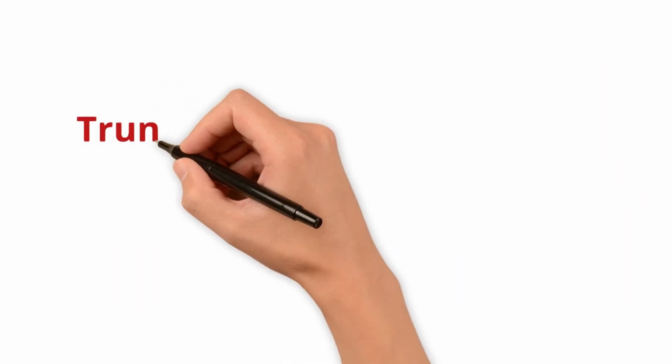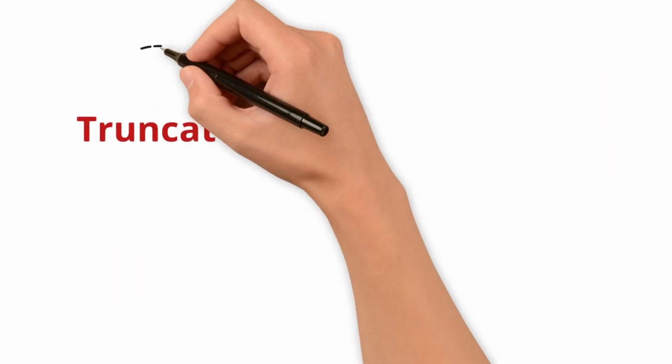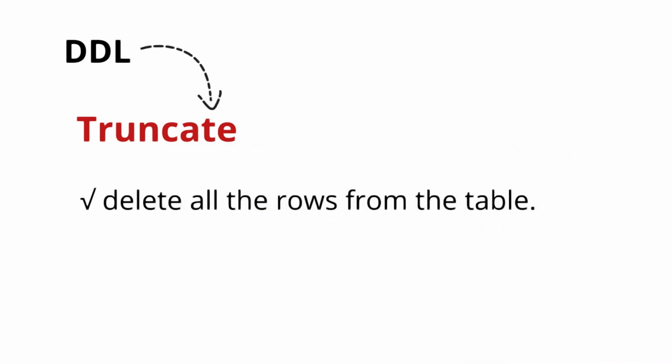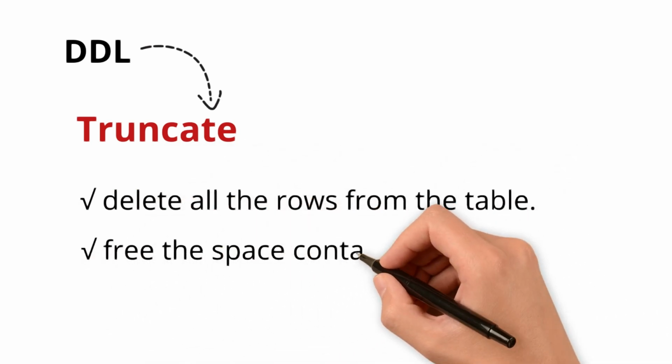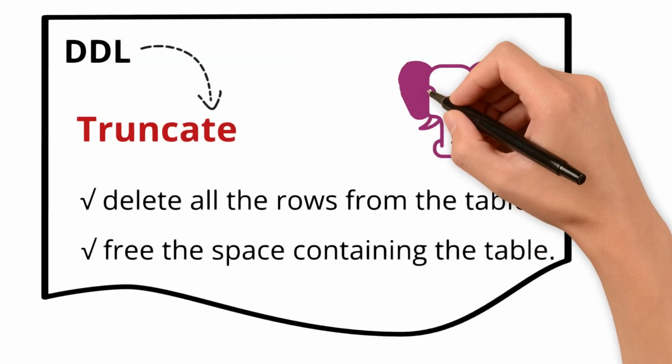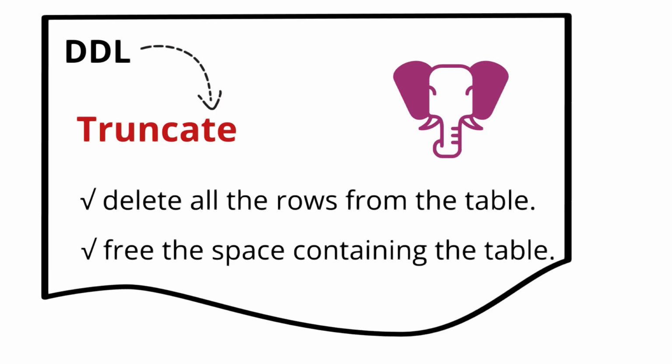By the way, we parked one of the commands, that is truncate, under DDL. Let's get to it. What does truncate do? It is used to delete all the rows from the table and free the space containing the table. That's what we discussed, right? Let's switch to the Postgres syntax to see this and its execution.